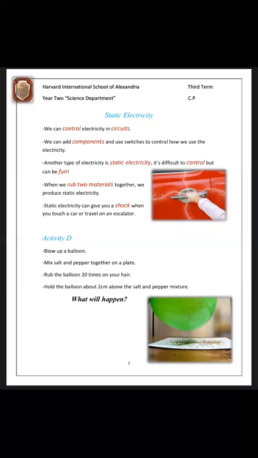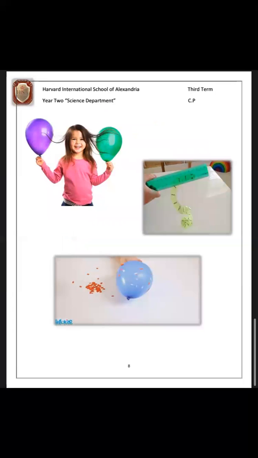And there are 3 more activities. The first one, I tried it myself. You rub the balloon on the wall 20 times, or maybe 30 times, and then put it near your hair. Your hair is going to stick to the balloon. So this is static electricity. Just try it, but this one, rub the balloon on the wall.